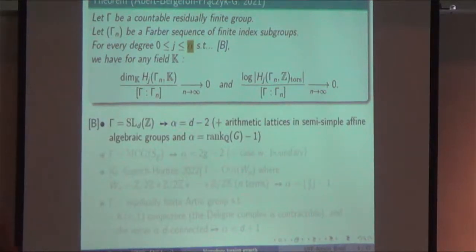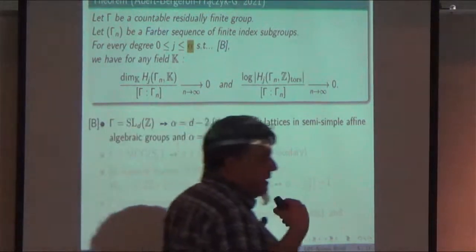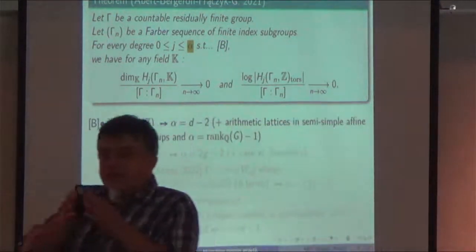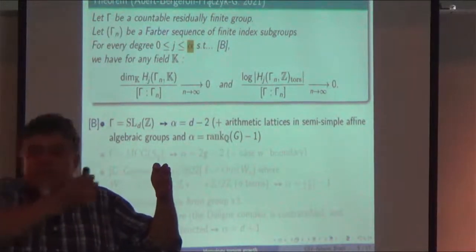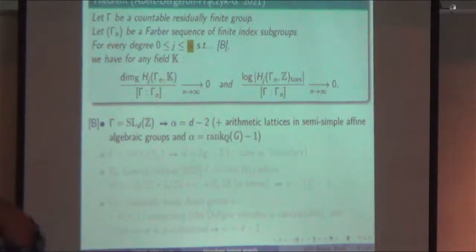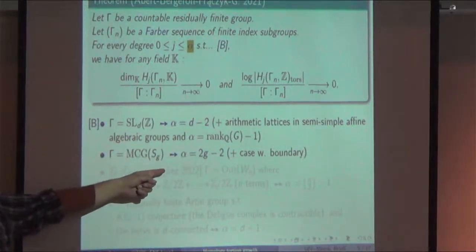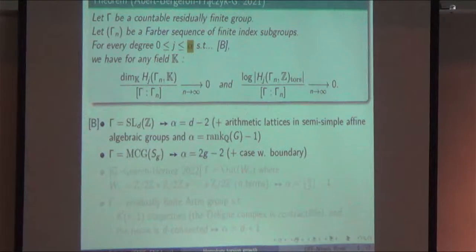Now, the type of groups we consider, so it was in my title, so we consider such groups as SL_D(Z), then alpha equals D minus 2. Okay? So I remind you, alpha is the top of the range of the degrees where you have this sequence tending to 0. Okay? If you take the mapping class group of a surface of genus G, then alpha equals G minus 2.